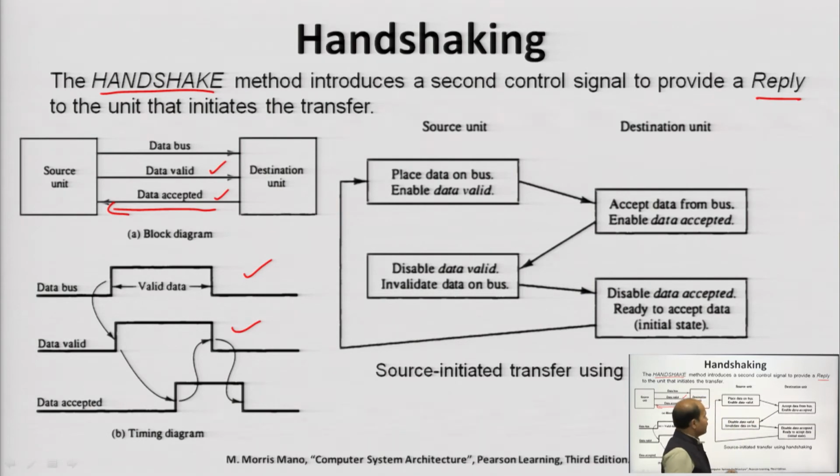You can see all these steps. First the source unit will place the data on the bus, then the destination unit will accept the data from the bus and enable data accepted. After that, once the data is received by the destination unit, the source will disable data valid, or invalidate the data bus. And then, once the data valid or data signal is disabled by the source unit, the data accepted signal which is issued by the destination unit will be disabled here. So, that is why it is written here: disable the data accepted, ready to accept data. Initial case means it is initialized or reset in the original position.